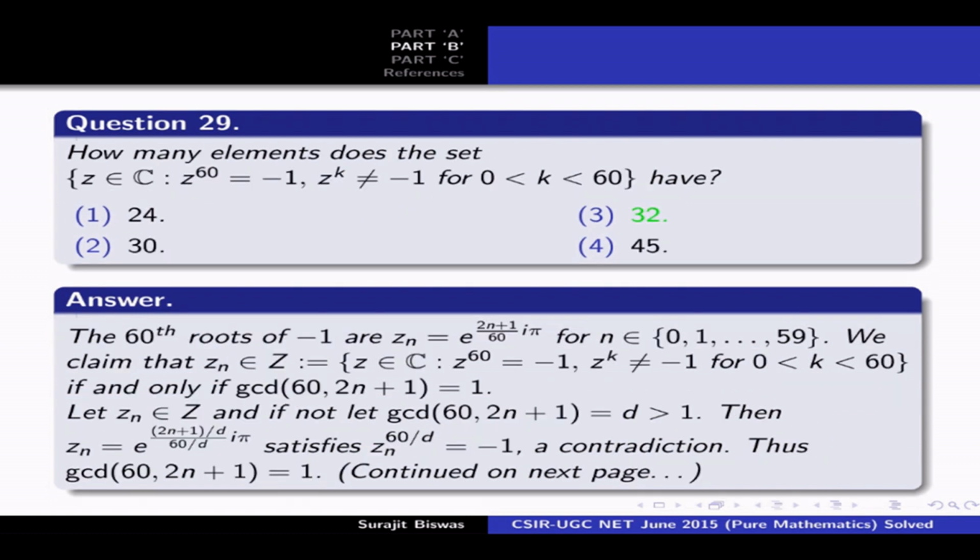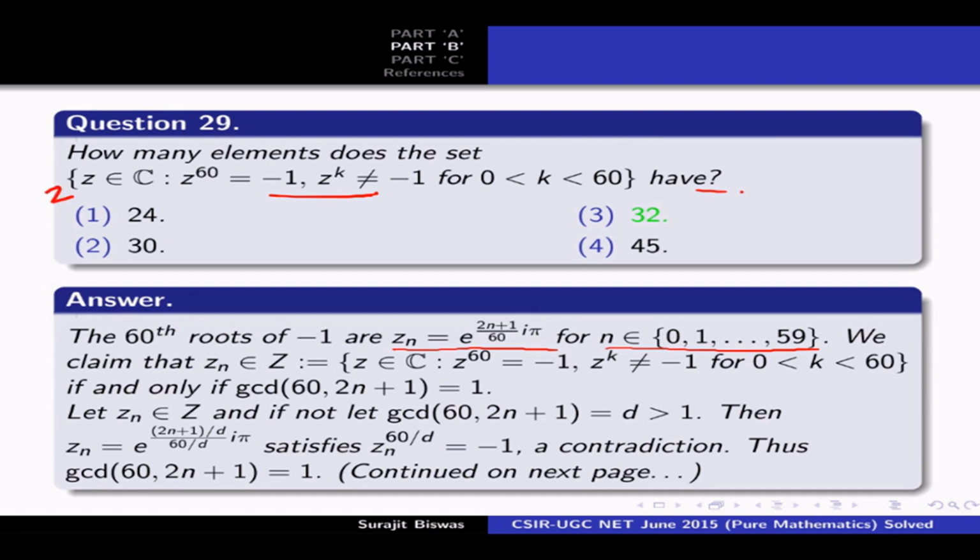Question number 29. How many elements does the set Z have, where Z is the set of z in C with z to the power 60 equal to minus 1 and z to the power k not equal to minus 1 for any 0 < k < 60? Okay, so first we need to find the 60th roots of minus 1, and they are Zn equal to e to the power (2n+1)/60 times i pi for n belongs to 0, 1, up to 59. We denote this set by Z.